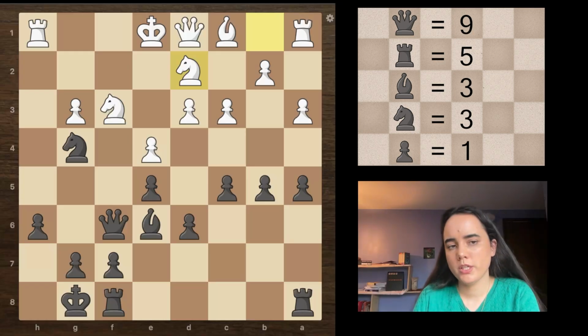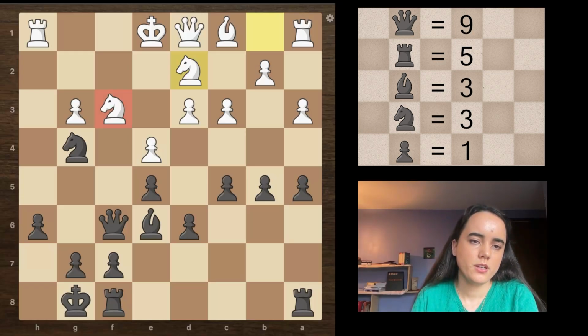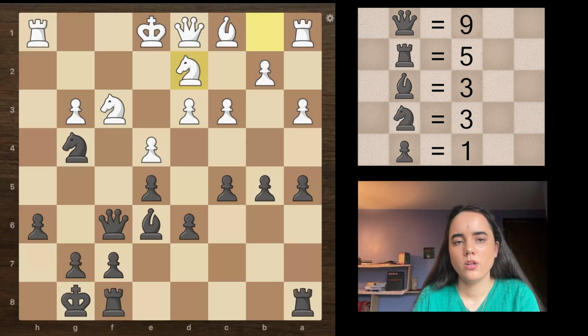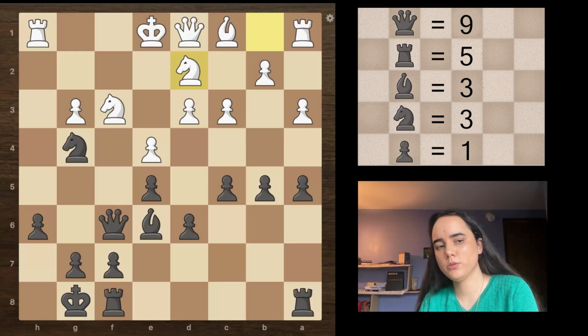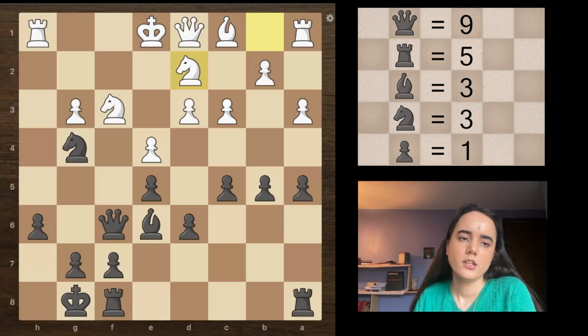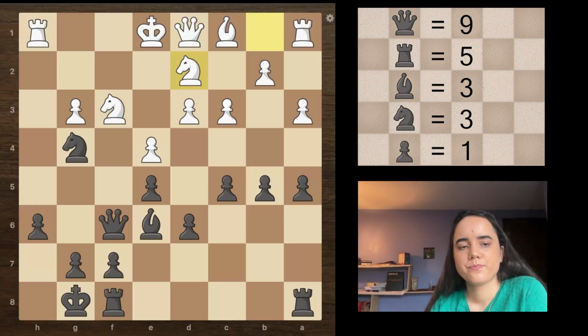So it's probably that we're either going to need one of his 3-point pieces, his knight or his bishop, or we're going to need to trade one of our 3-point pieces for his rook. Because if we did that, that would give us 2 extra points. Because the rook is worth 5 points, the knight is worth 3 points. So if we traded, we would be up 2 points.